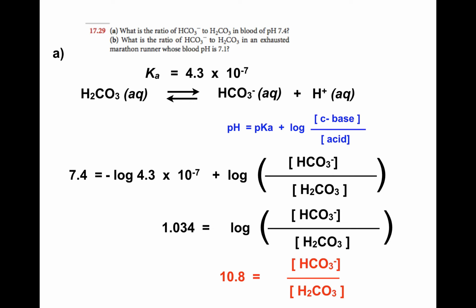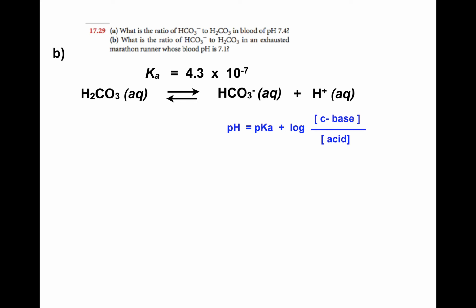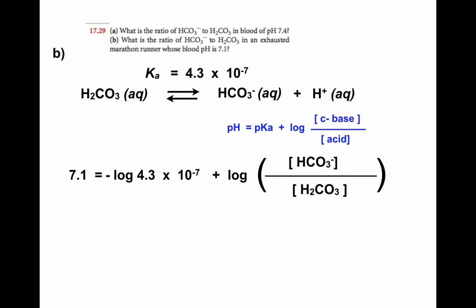B, what's the ratio of the conjugate base to acid in an exhausted marathon runner whose blood pH is 7.1? Again, we know our pH is 7.1. What we want to solve for is what the ratio of the hydrogen carbonate to carbonic acid has to be. And we can do that. So 5.4 moles of hydrogen carbonate to 1 mole of carbonic acid if I want to get to a pH of 7.1.